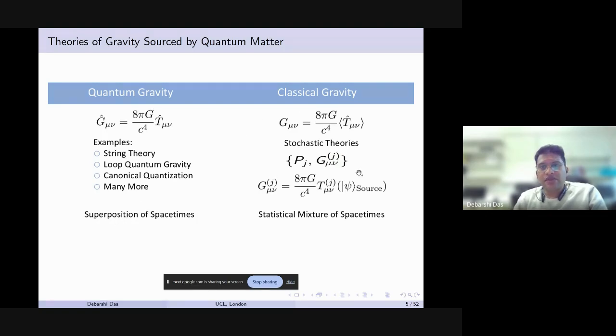On the other hand, in the class of theory where G mu nu is kept as a scalar quantity, by different rules the right-hand side, where the T mu nu operator is, is converted into a scalar. In this type of classical theory of gravity, even if you prepare a mass in a spatial superposition, the resulting space-time will be just a statistical mixture of different configurations. So superposition of space-time will not arise because this is classical gravity. The source mass can be in a quantum state, but the resulting field will be in a statistical mixture of different configurations.